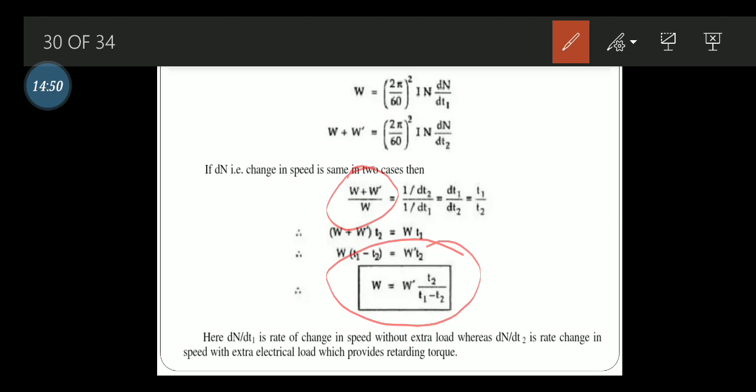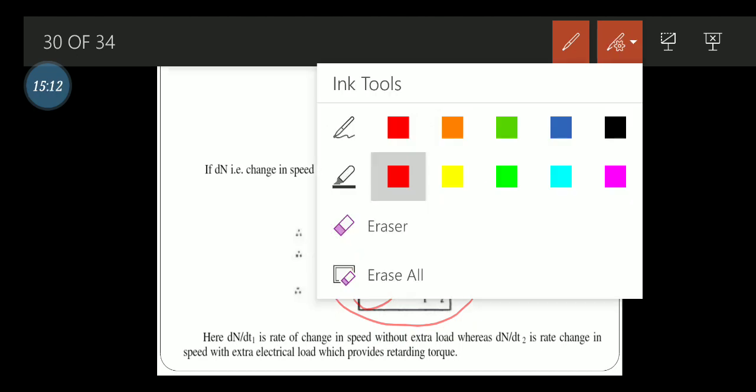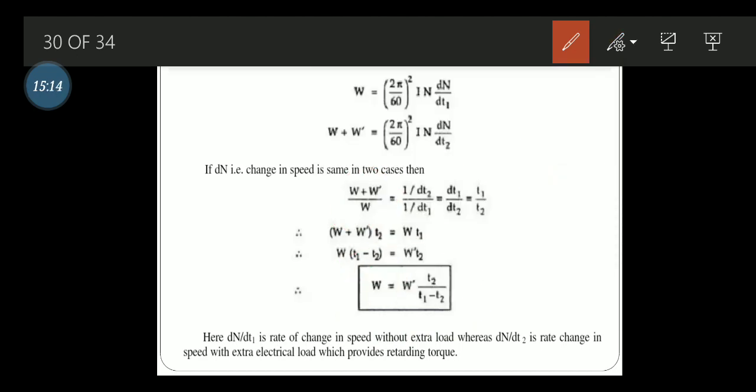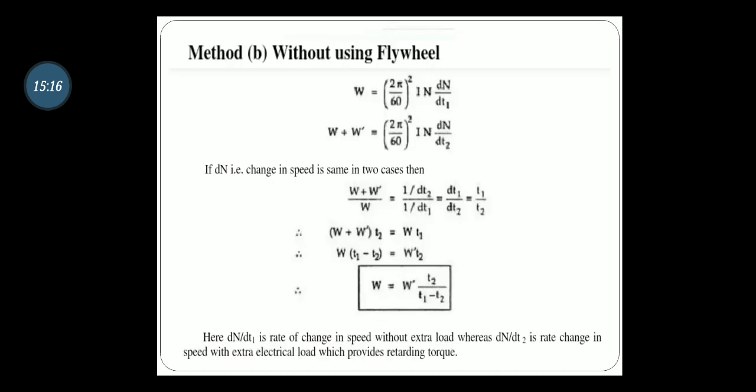If the flywheel is added, then we can calculate the moment of inertia. In that case, the rotational losses are eliminated. If the flywheel is not added, the moment of inertia is eliminated, and then the rotational losses are calculated here. Now this is about the retardation or running down test.